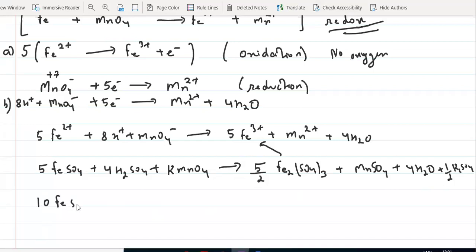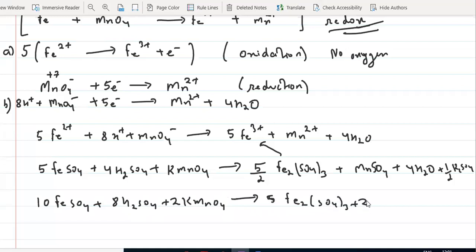10 FeSO4 plus 8 H2SO4 plus 2 KMnO4 gives 5 Fe2(SO4)3 plus 2 MnSO4 plus 8 H2O plus K2SO4. Got it, everyone? Everyone got this?